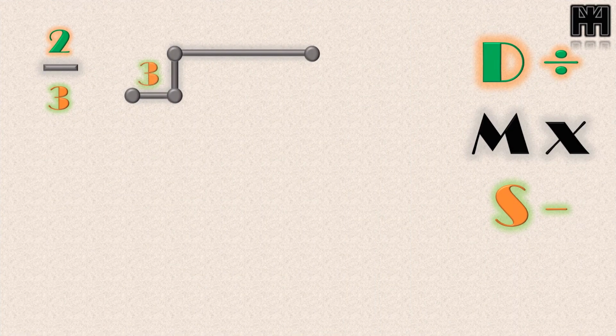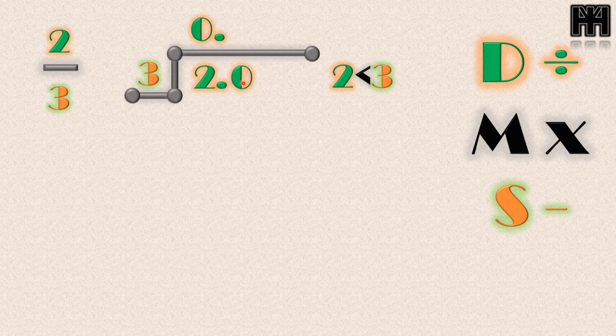2 over 3. We'll put the 3 outside and the 2 under the umbrella. Then we have 2 smaller than 3. So don't forget, we'll put the 0 point here. Then we'll put the point here and the 0, but please remove this decimal point so it will be easier for us. So we have 20 divided by 3, the divide step. That gives us 6, because we need 6 threes.